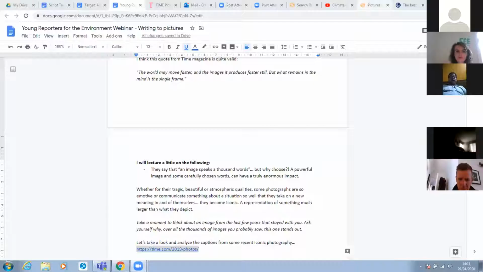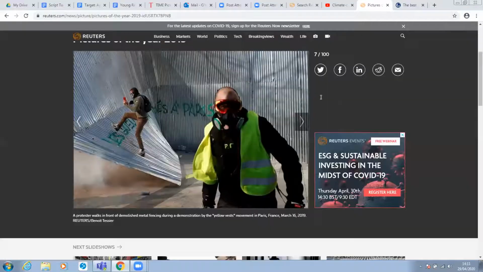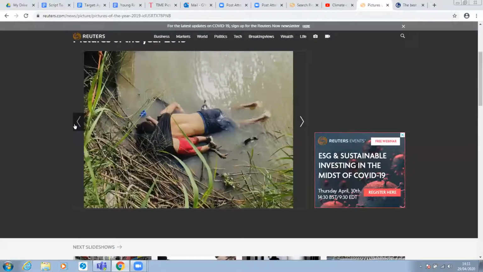Here are some photographs that each year big agencies like Reuters and AP will have a selection of, photos that you might have seen, which they say are the best photos of the year. So I'm just going to share my screen and show you some of those. For example, this is Reuters. Reuters is a big agency most large news channels would use for their content. And you'll probably recognize some of these images from 2019.